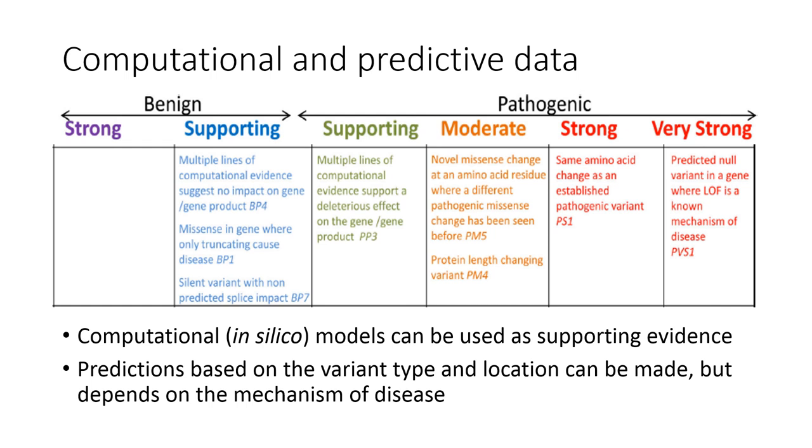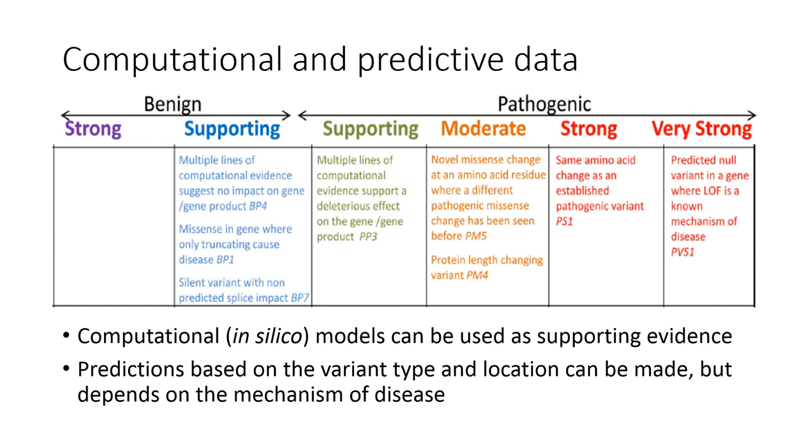The computational and predictive data category refers to the use of computational prediction or in silico models, such as SIFT, PolyPhen-2, and others, which provide predictions of the likelihood that some types of genetic variants would be disruptive in a resulting protein product. These models are often limited to missense variants, though some models provide predictions about splicing or in-frame deletions as well. Computational predictions are considered to be at the lowest level of strength, supporting.